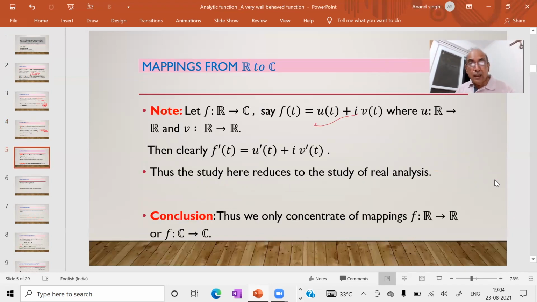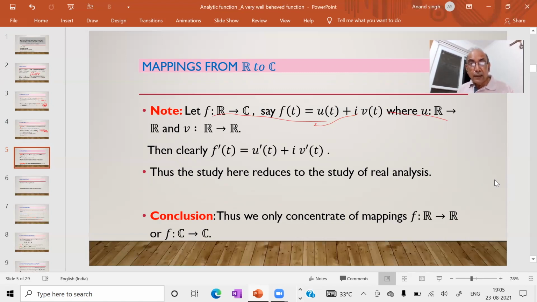Next, let f be a mapping from R to C. Say f of t is equal to u of t plus i v of t. Remember, f is a mapping, so it's the parameter t I can take. The answer is going to be complex, so it will be in u plus iv form. So f of t is equal to u of t plus iv of t, where u is a mapping from R to R, and v is a mapping from R to R.